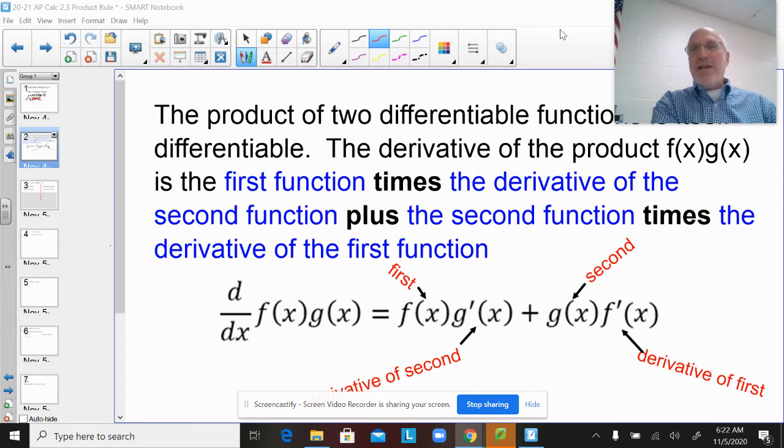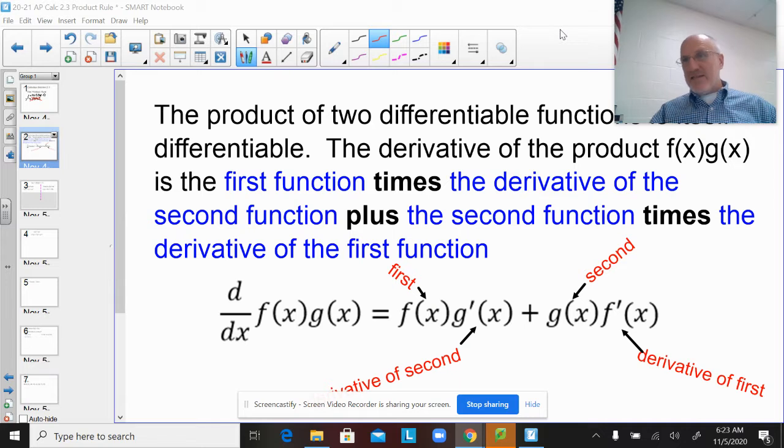And that phrase right there is something that I am telling you you should memorize. The product rule is the first times the derivative of the second plus the second times the derivative of the first. I would literally say that to yourself enough times that it sticks in your brain. Product rule: the first times the derivative of the second plus the second times the derivative of the first.